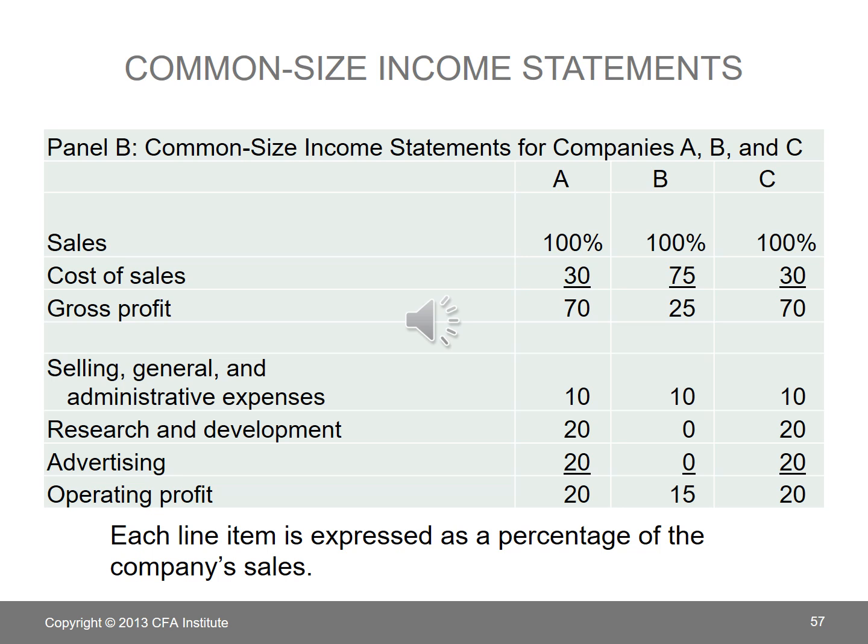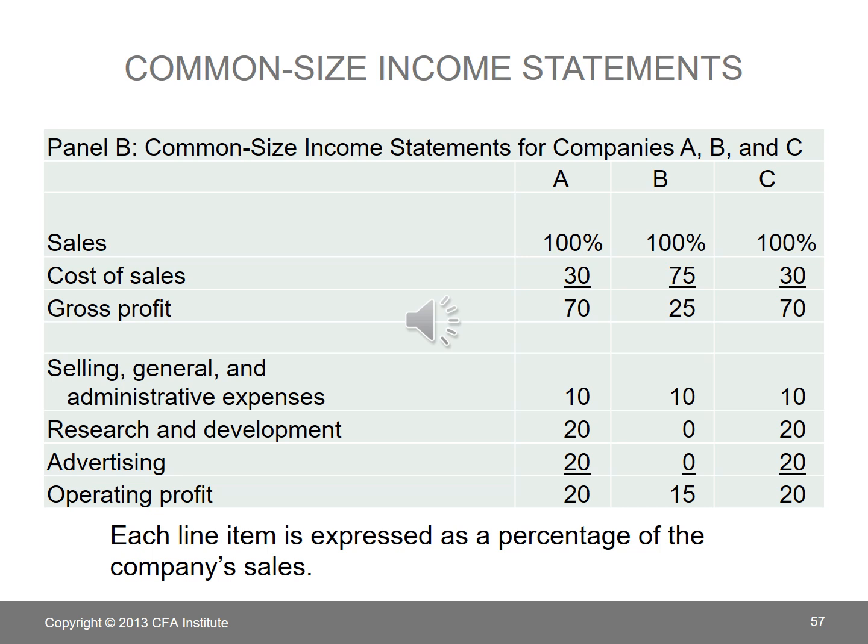The common size income statement also highlights differences in companies' strategies. Comparing the two larger companies, A and B, Company A reports significantly higher gross profit as a percentage of sales than Company B: 70% for Company A and only 25% for Company B. Given that both companies operate in the same industry, why can Company A generate so much higher gross profit? One possible explanation is found by comparing the operating expenses of the two companies. Company A spent significantly more on R&D, research and development, and on advertising than Company B.